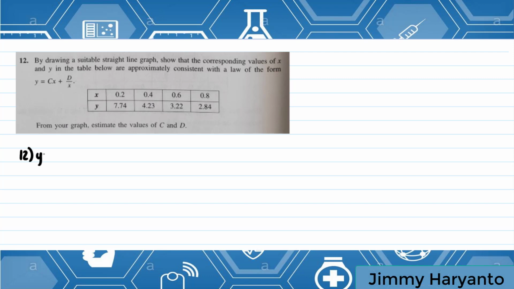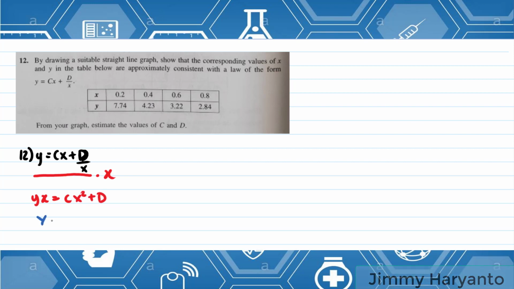Number 12, we have y equals cx plus d over x. We have to draw the table first from your graph, by drawing a suitable straight line graph. But there is no clue what we have to plot, so we have to determine it by ourselves. First, you have to make this equation similar to y equals mx plus c, maybe by multiplying it with x. When you multiply by x, it will become yx equals cx squared plus d.